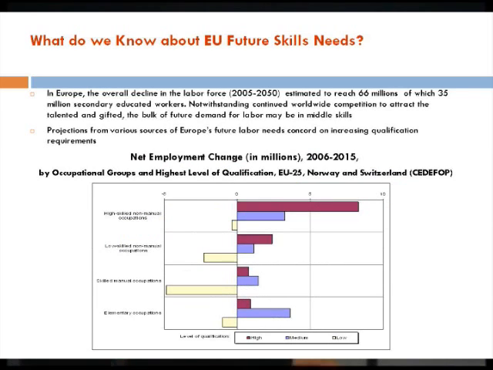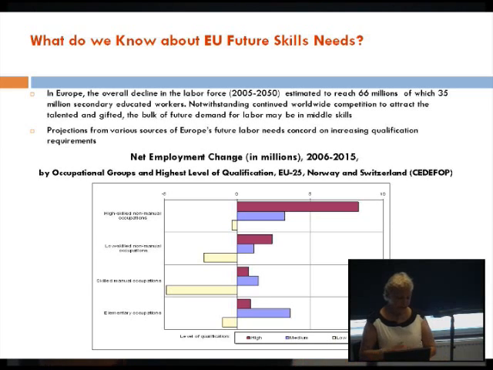Okay, now we want to know also what the future skill needs in Europe would be. And we know already that the overall decline in the labor force is estimated to reach 66 million people in Europe by 2050, and more than half of these people are people with secondary education. So we can say that notwithstanding the continued worldwide competition to attract the talented and gifted, the bulk of future demand for labor may be in the middle skills.